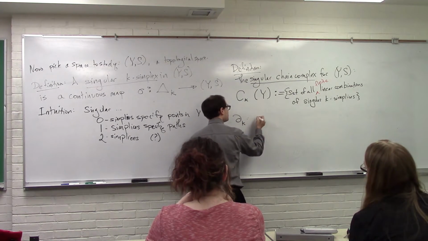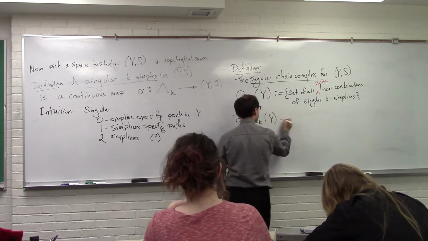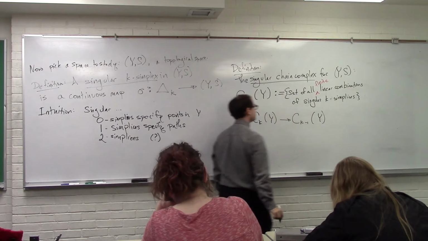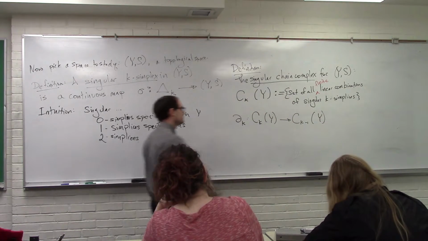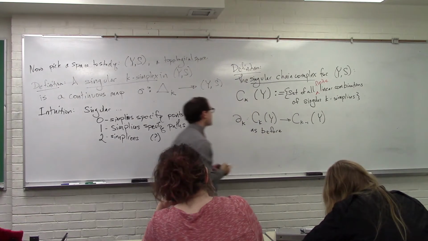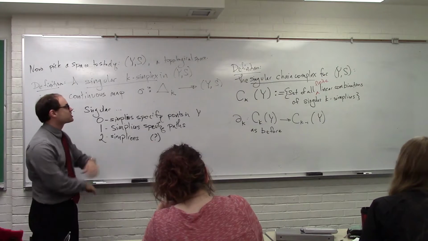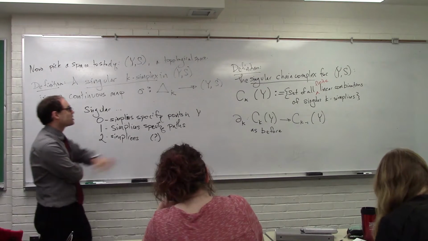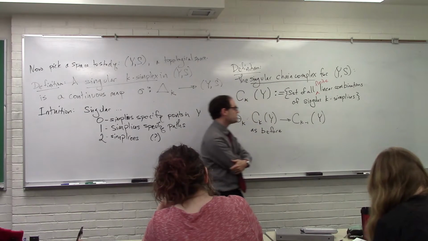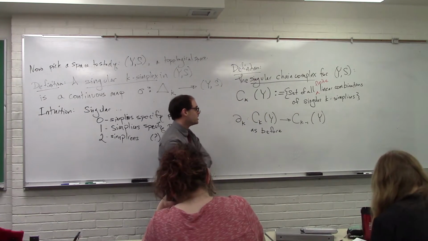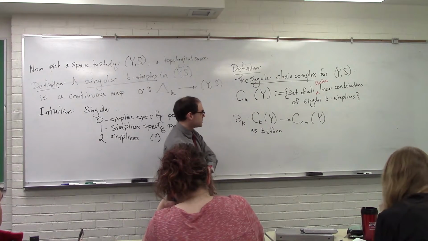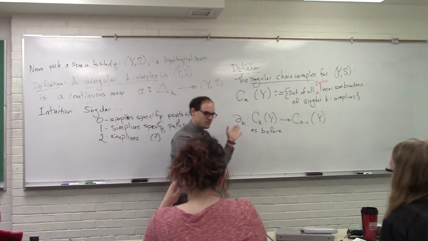Boundary maps, what are they going to have to do? They're going to have to go from k to k minus 1. As before. And what am I going to have to do? I'm going to have to take a singular k-simplex, and turn it into a linear combination of singular k minus 1 simplices. Oh gosh, this is this awful function space. How do I even do this?